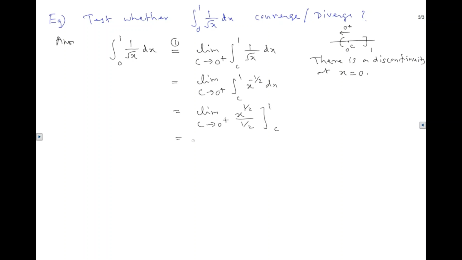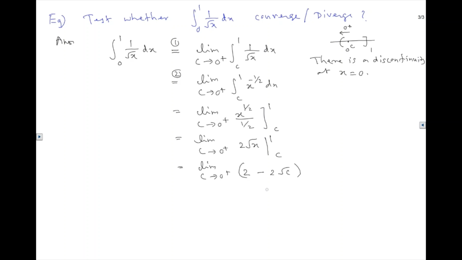So you're going to get limit c goes to 0 plus of 2 square root x, and I'm just adding extra steps here. And then limit c goes to 0 plus. So that's step 2, we're integrating it. So let's plug in the values. When you plug in the values, you're going to get 2 when you plug in 1, minus 2 square root c. Now what we want to do is find the limit when c goes to 0.